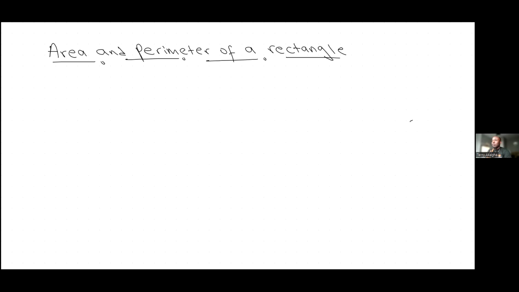So a rectangle looks like this. It's a two-dimensional shape. It has four sides. So you have one side here and one side here, but the opposite sides are equal. So that will be the length, and this is going to be the breadth. So the two sides which are opposite each other on the length are equal, and the opposite sides of the breadth are also equal.